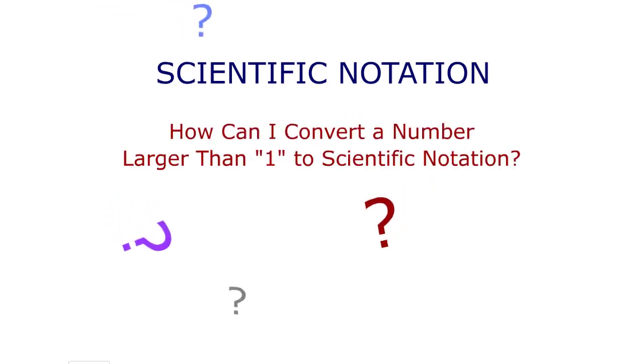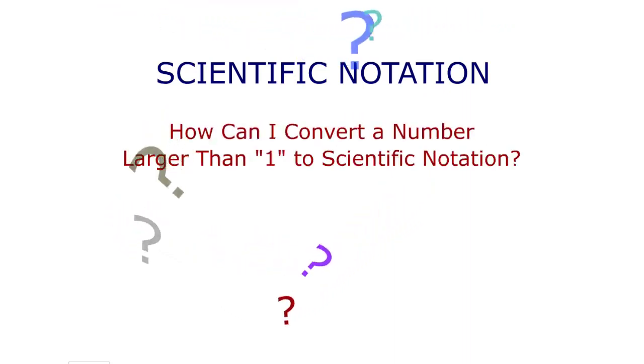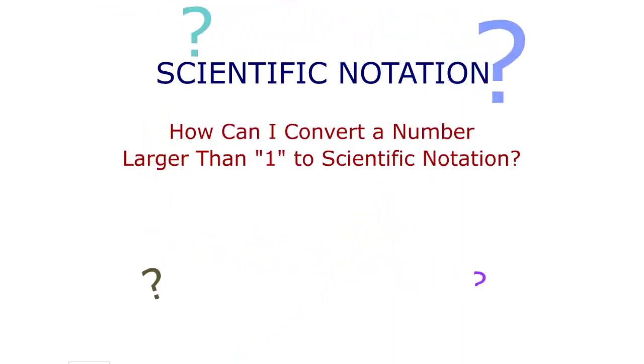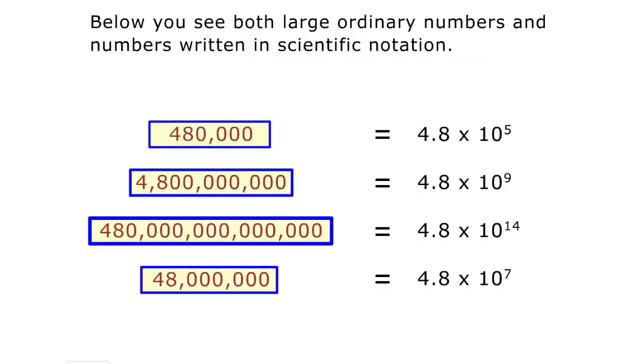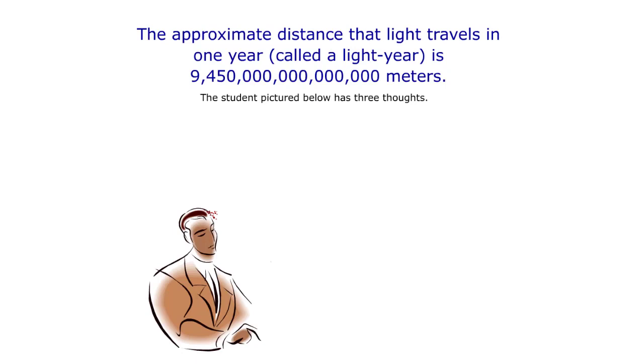Welcome to Scientific Notation. How can I convert a number larger than 1 to scientific notation? Below you see both large, ordinary numbers and numbers written in scientific notation. The approximate distance that light travels in 1 year, called a light year, is 9,450,000,000,000 meters.